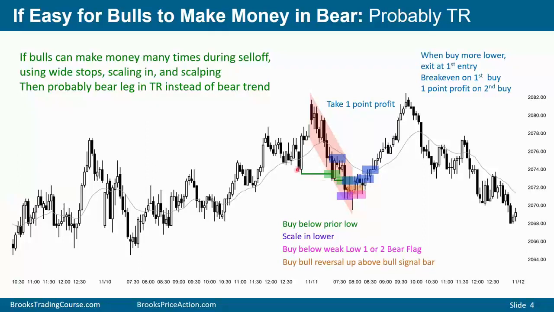Also, buying a reversal up. We broke below this low, we broke below that low, and we're getting a reversal and a second reversal up, and the bulls made money buying above that reversal bar.